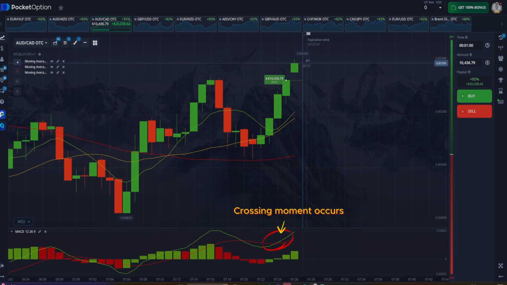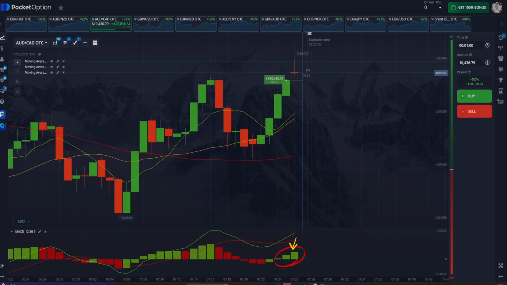Second, the MACD indicator shows a bullish crossover where the MACD line crosses above the signal line. When this crossover is accompanied by a histogram expanding in the positive zone, it indicates increasing buying strength. When a 3-candle continuation pattern appears together with a bullish MACD signal, the probability of an upward move becomes much higher. This combination gives us strong confidence to enter a buy trade.